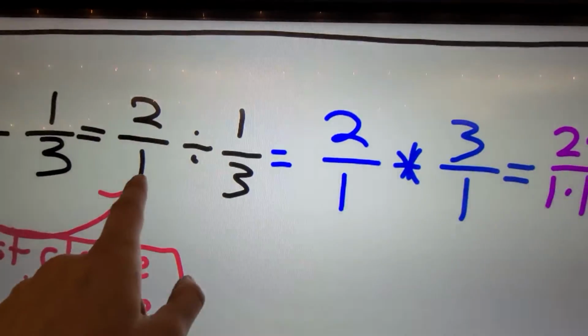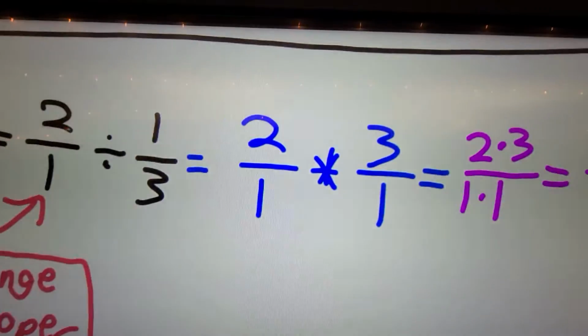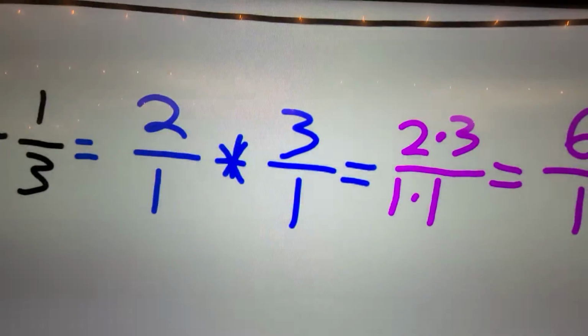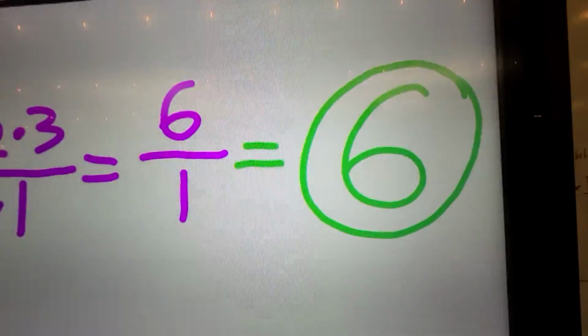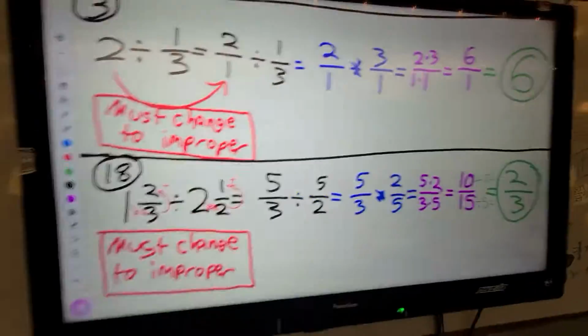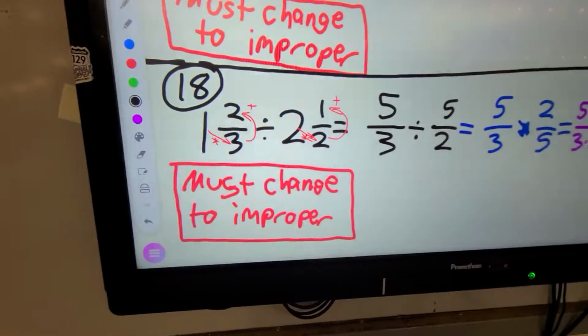First fraction stays the same, change the multiplication and flip the second fraction. Multiply straight across, 2 times 3 and 1 times 1. 6 over 1, which simplifies to 6. And then we did another problem, which was all mixed numbers.